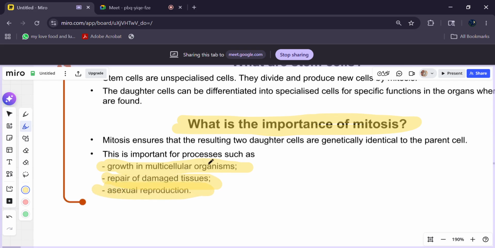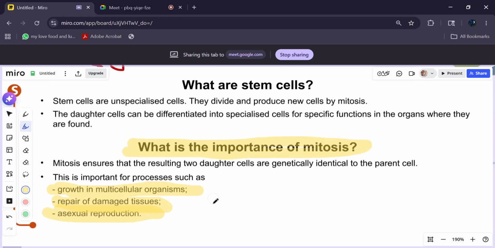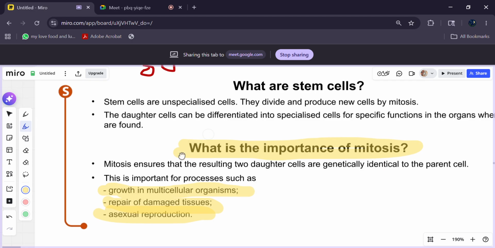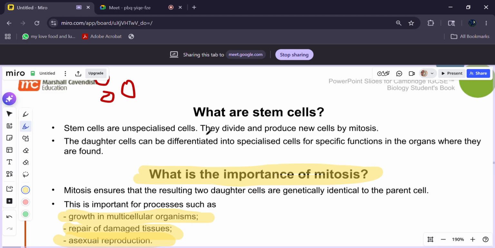We learned in chapter 16 of the reproduction in plants what asexual reproduction is. Asexual reproduction is a reproduction that only contains one parent. So mitosis is important in this process, in the same way as repair of damaged tissues and growth in multicellular organisms. And stem cells too, because stem cells can also divide and produce new cells by mitosis.